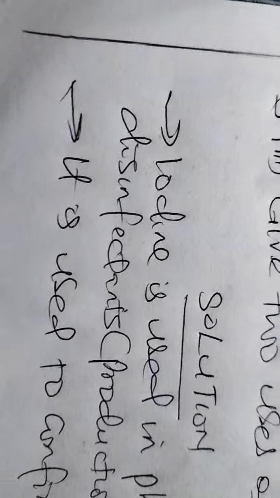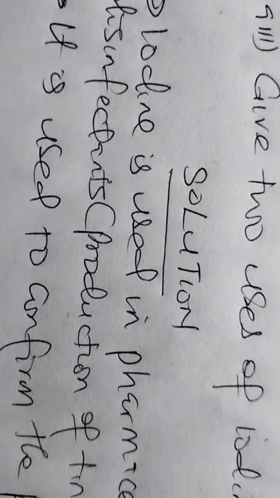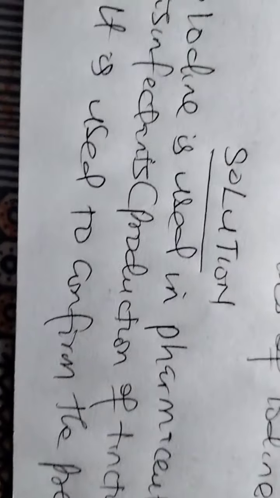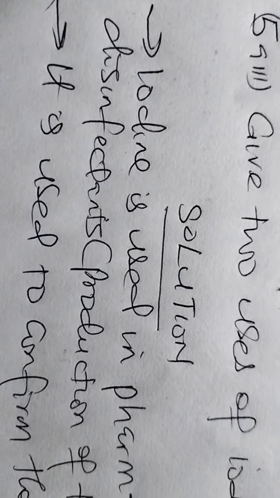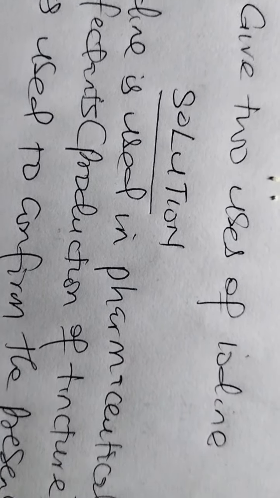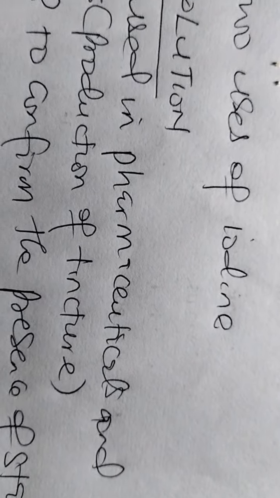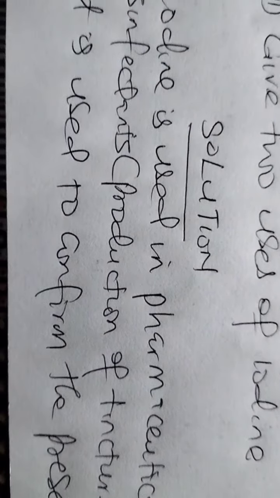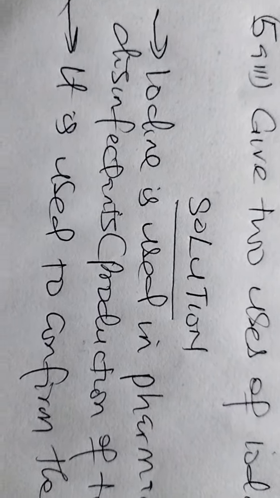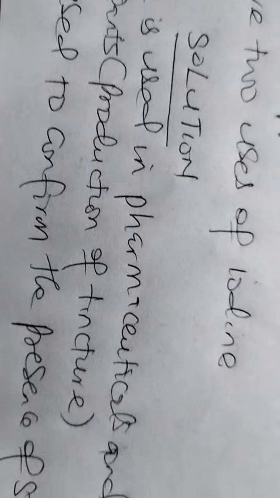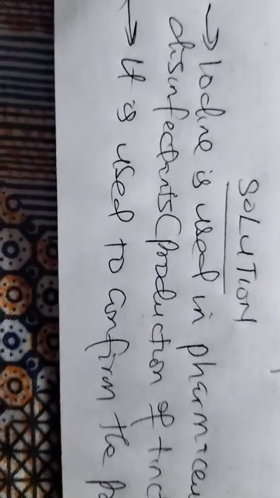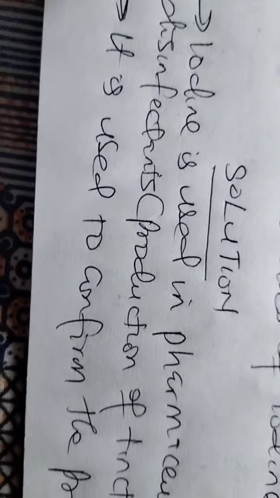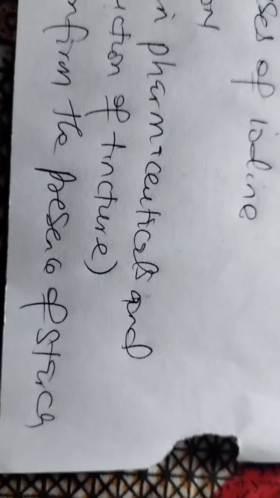5AIII says give 2 uses of iodine. 1. Iodine is used in pharmaceutical and disinfectants. So it is used for producing what's called tincture, that is mainly used as a disinfectant for wounds. Iodine mixed with ethanol is called tincture, that is normally used for cleaning wounds. Number 2, used to confirm the presence of starch in the laboratory.